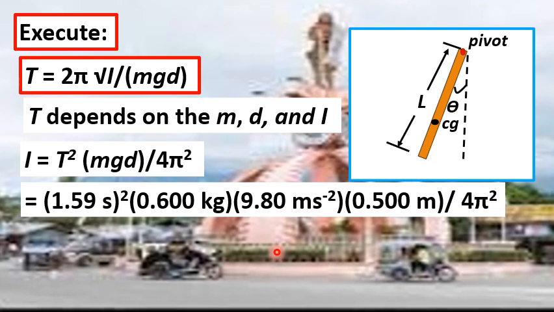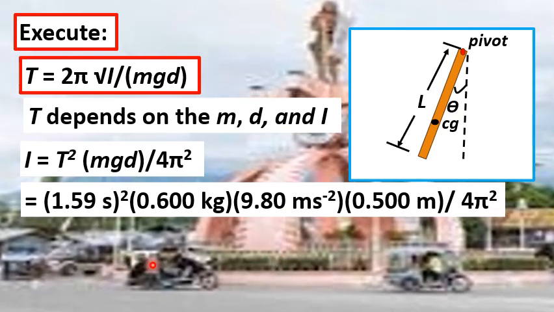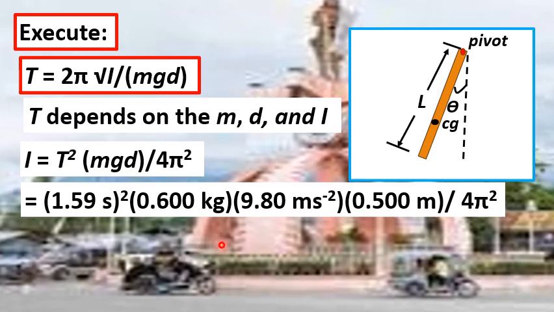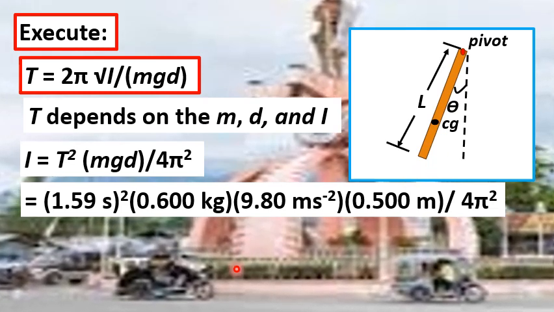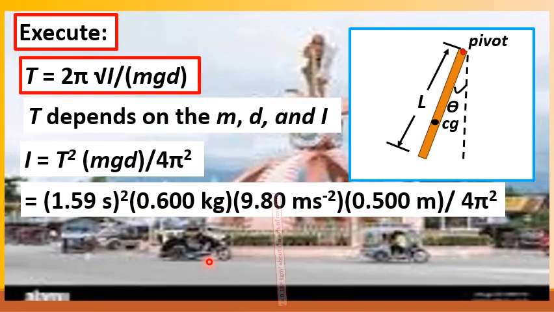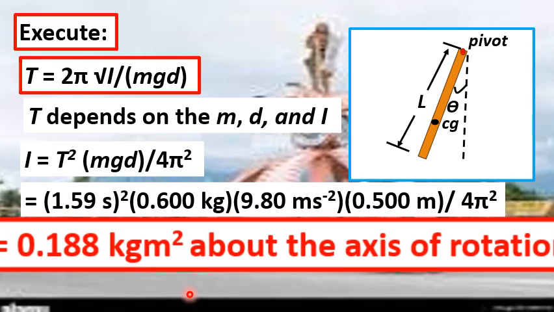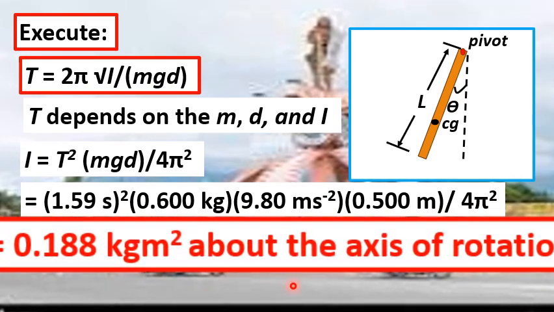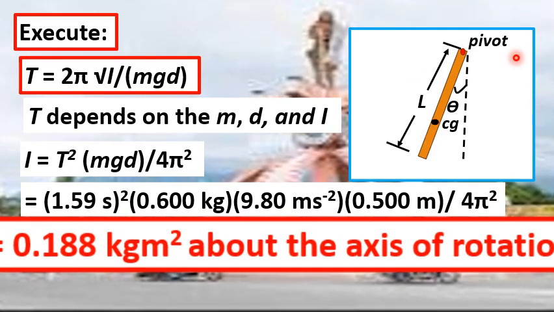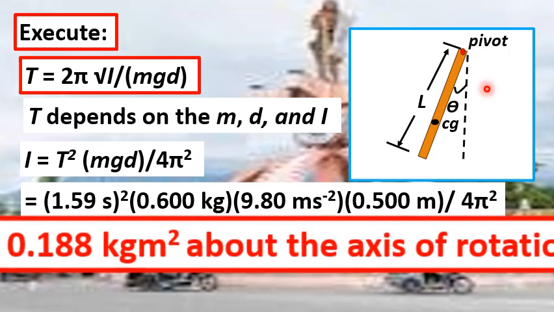So doing our math, we finally get the moment of inertia, capital I, of this non-uniform rod, equal to 0.188 kilogram meters squared about the axis of rotation, which is the pivot in the diagram.